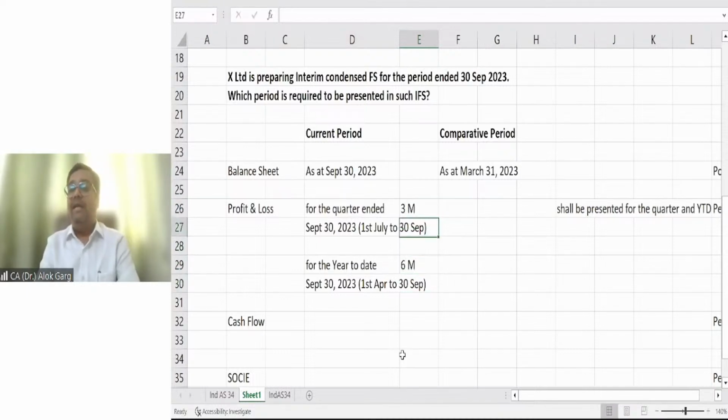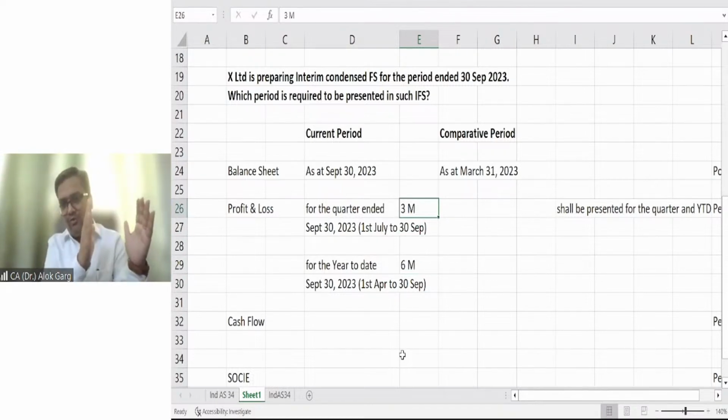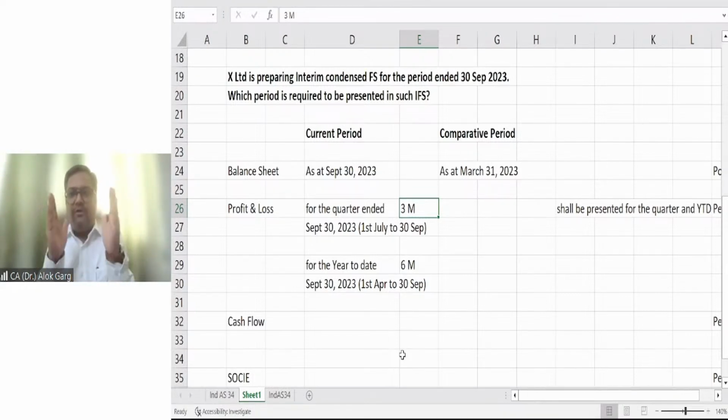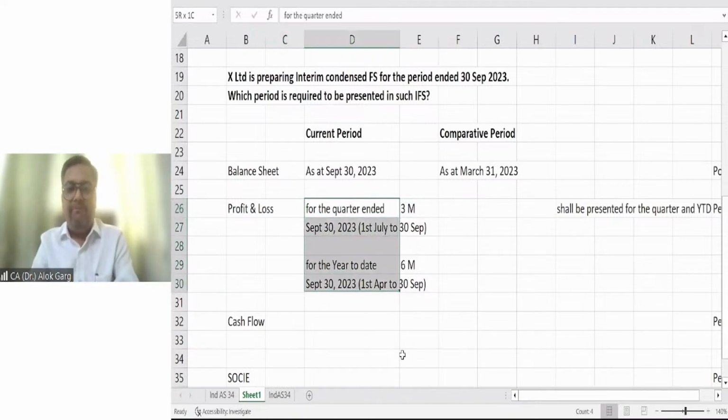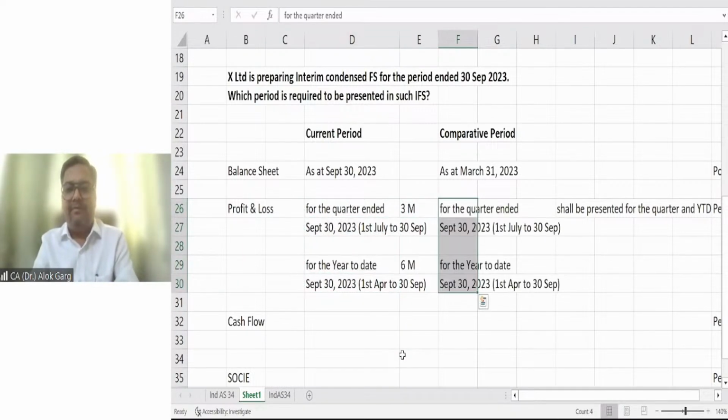Okay. So P&L, profit and loss, you need to give for the relevant quarter. For the last quarter, the June quarter, you have given; now you have to give from July to September quarter, right? And for the half year, you are also required to give. So the full P&L is required for the half year as well as for the quarter. Parallelly, the same comparative: for the quarter ended September 30, 2022 and for the year to date, September 30, 2022.